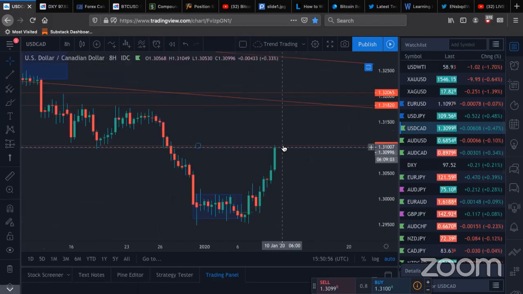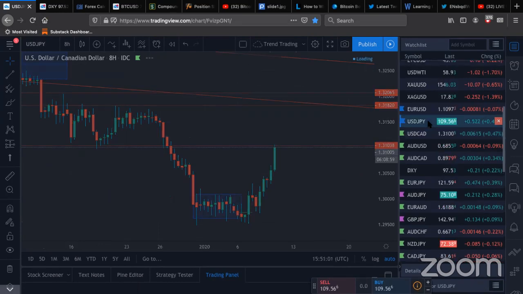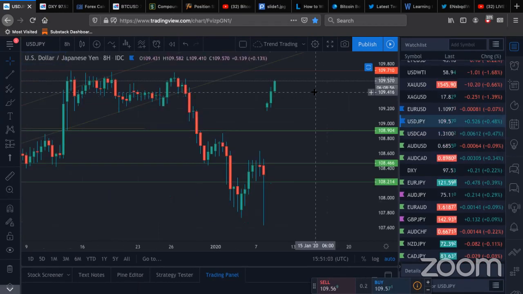Here we are coming into the resistance. Also consider the time of day right now. I'm doing that right here on the US dollar, Japanese yen.